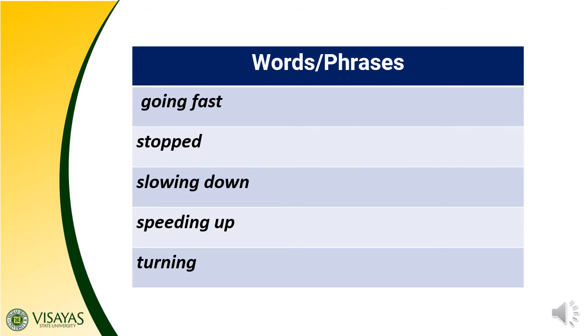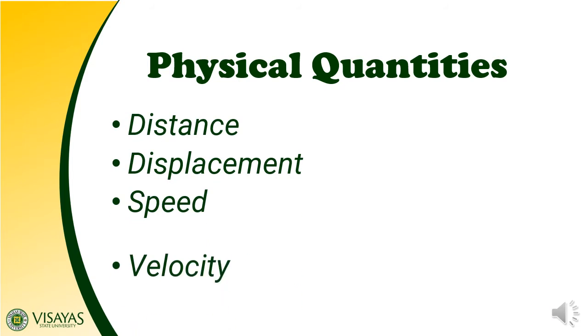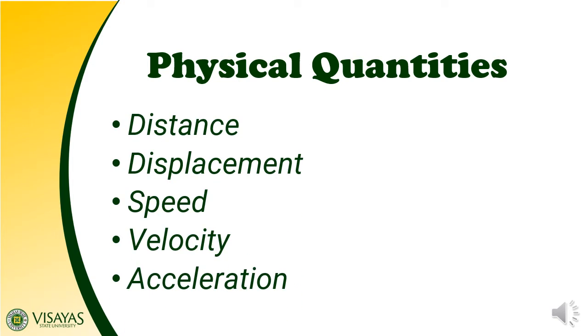So we must consider the different physical quantities to completely describe the motion of an object. So what are these physical quantities? Here are the different physical quantities: distance, displacement, speed, velocity, and acceleration.